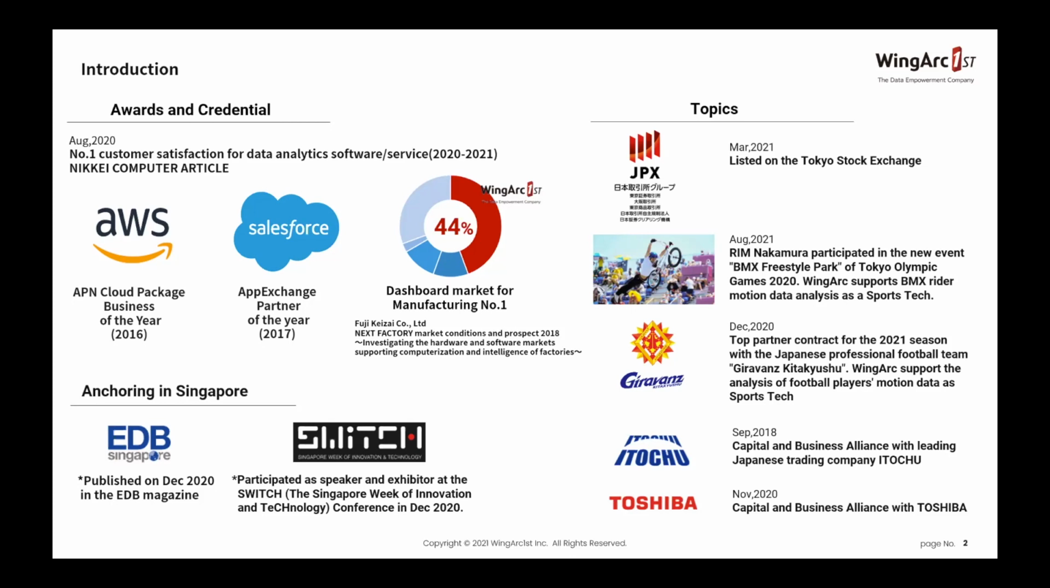In fact, one of our new partners is a 19-year-old Olympian. At the Tokyo Olympics, Rim Nakamura participated in the BMX freestyle event and finished 5th. We are looking forward to using data to help him reach peak performance in the Paris Olympics 3 years from now.